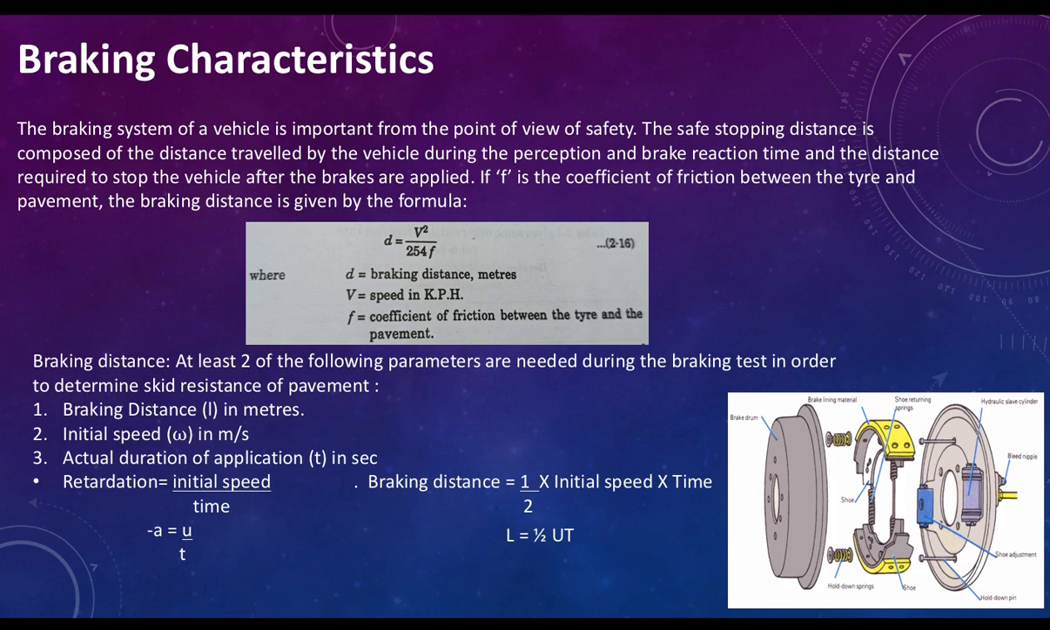Next, at least two of the following parameters are needed during a braking test in order to determine the skid resistance: braking distance, initial speed, or actual duration. Any two of these three are required. For retardation, I have given the formula here, initial speed by time, and for braking distance, half initial speed into time. This photograph which you are seeing is a drum brake photograph.